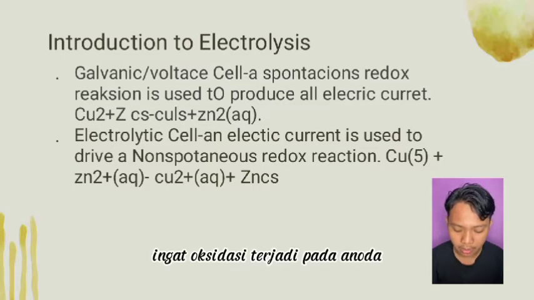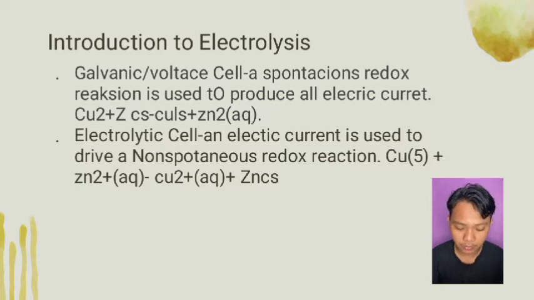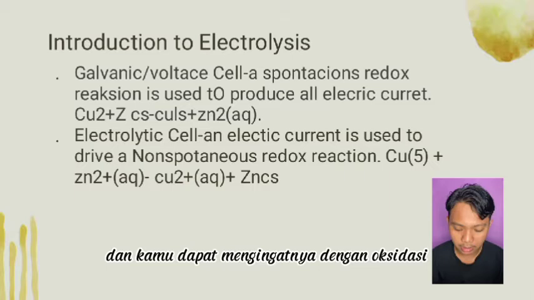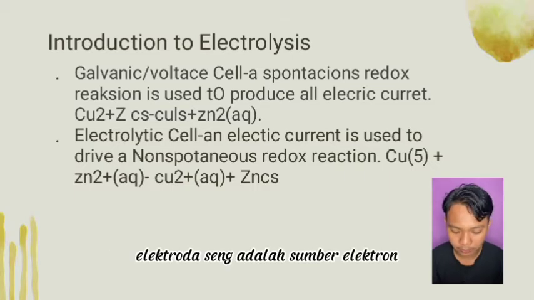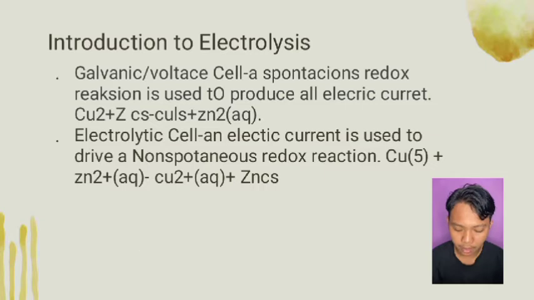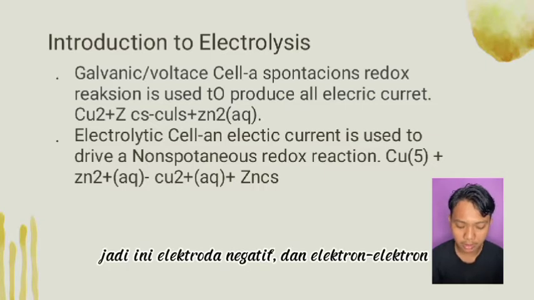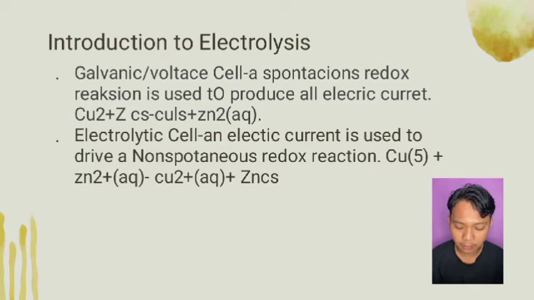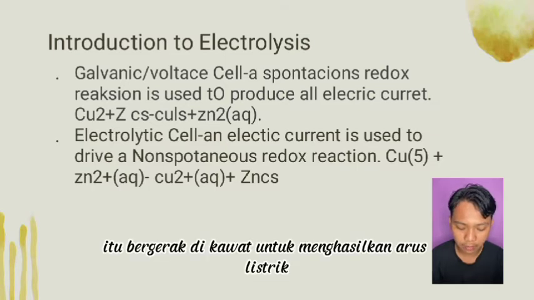Remember, oxidation occurs at the anode, and you can remember that by "an ox". The zinc electrode is therefore the anode. So this is the negative electrode, and electrons move outward to produce an electric current.